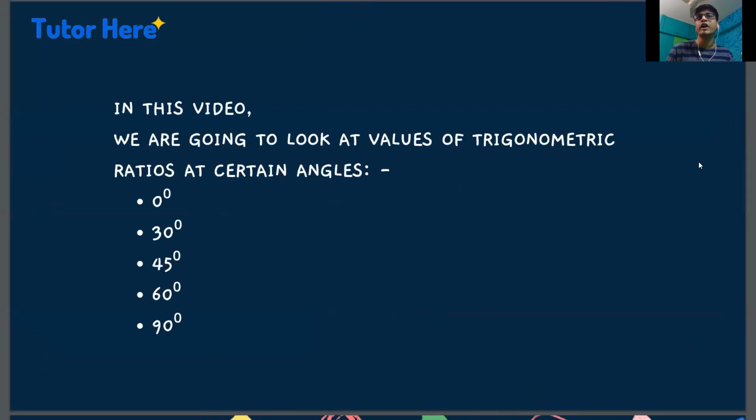In this video, we are going to look at the values of trigonometric ratios at certain angles. The angles being 0, 30 degree, 45 degree, 60 degree and 90 degree.